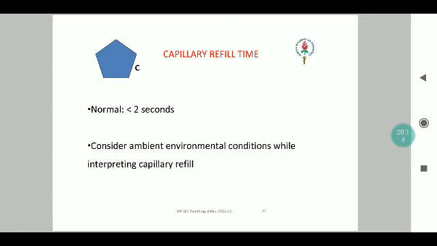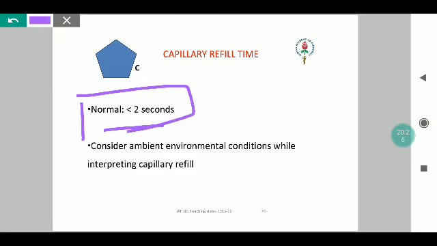But we should also consider the environmental conditions while interpreting the capillary refill. In a cold environment, a slight delay is considered to be physiologically normal, but in a normal circumstance, CRT must be less than 2 seconds.